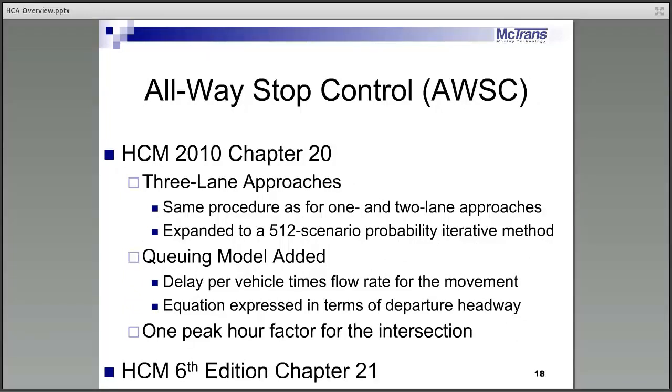All-way stop control, again, 3-lane approaches where we only could go up to 2-lane approaches before 2010, using the same scenario probability iterative method, just expanding to the 3-lane approaches, and added a 95th percentile queue model similar to what's been done in two-way stop control. One peak hour factor for the intersection, and no changes in the 6th edition.